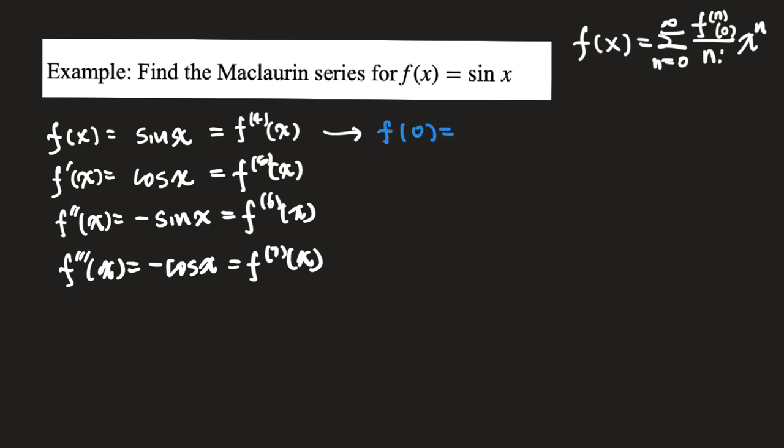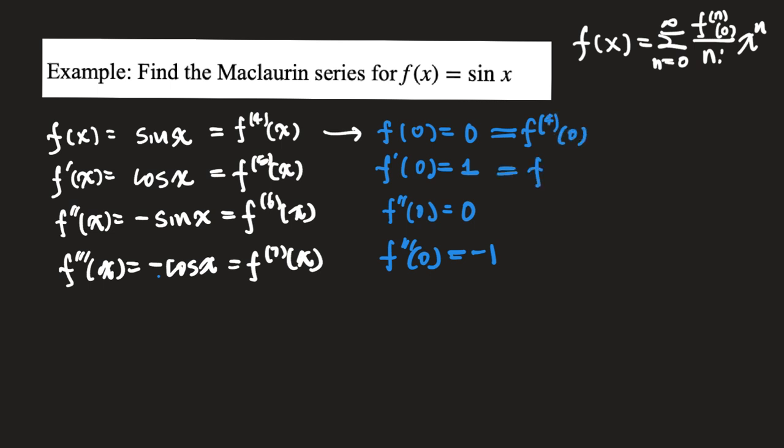Now we want to find what f of 0 is. Sine 0 is 0. The first derivative at 0, cosine 0 is 1, then sine 0 is 0, then cosine 0 is 1, but here it is negative, negative 1. So the same thing is repeated. It cycles every fourth derivative.